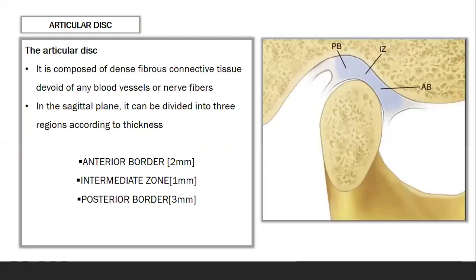Coming to the articular disc, it consists of three borders. One is the anterior border, the posterior border, and the intermediate zone. The anterior border is 2 mm, whereas the posterior border is 3 mm, and the intermediate zone is 1 mm, and it is an avascular structure.